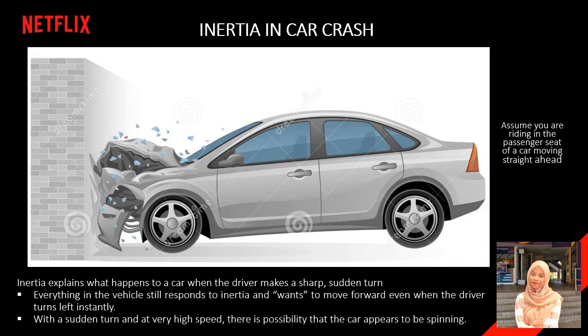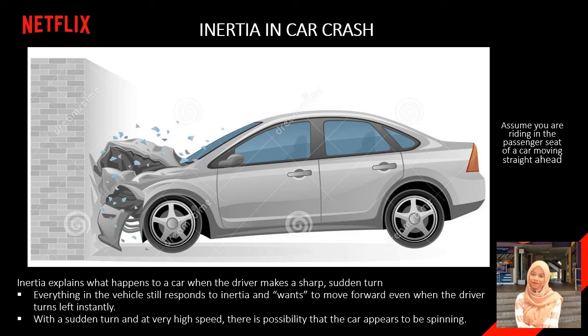Inertia in a car crash. Now I will explain what happens to a car when the driver makes a sharp and sudden turn. Suppose you are riding in the passenger seat of a car moving straight ahead when suddenly the driver turns left without a warning. Even when a car's tires turn instantly, everything in the vehicle, the frame, the tires and its contents, still responds to the inertia, and therefore wants to move forward even when the car is rotating to the left.